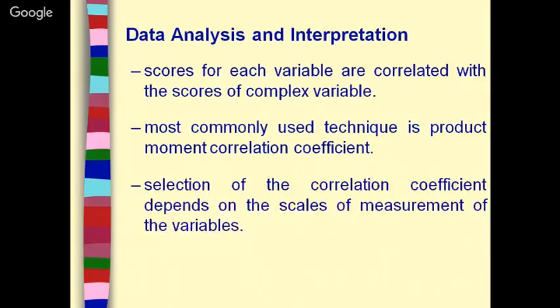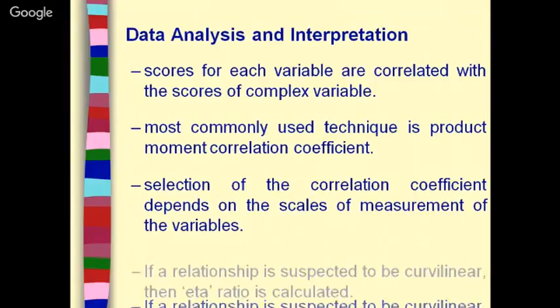Scales of measurement: there are four scales, nominal, ordinal, ratio, and interval. These will also be discussed. And the nature of the variable also matters. There may be a dichotomy. Say you want gender as one of the variables, then a different type of correlation is used. If your data is in ranks, then a different type of correlation exists.